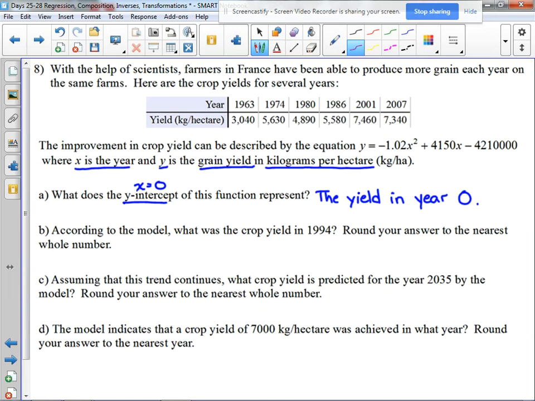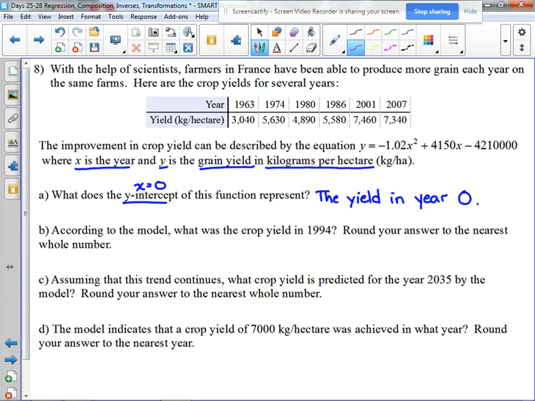Now, this one's a little weird because if we look at what that y-intercept would be, if we plug in 0 into our equation, it's negative 4,210,000. Okay, so obviously we're not going to have negative yield, but it has to do with, this is just a model to represent the data. It doesn't always represent all of the data, so you have to keep that in mind.